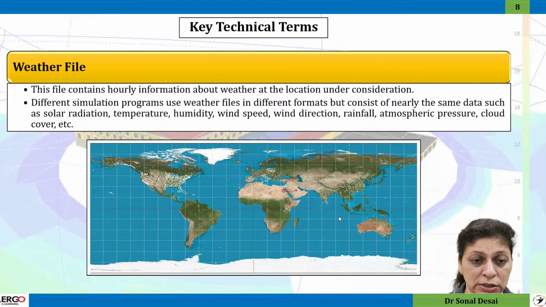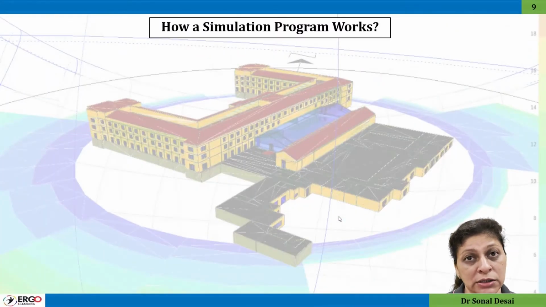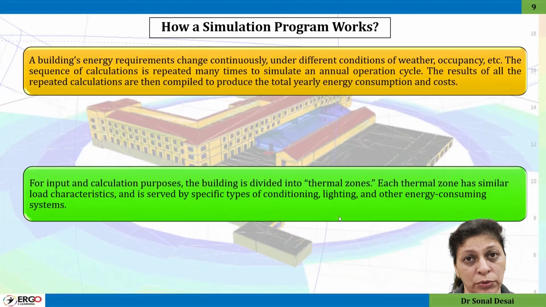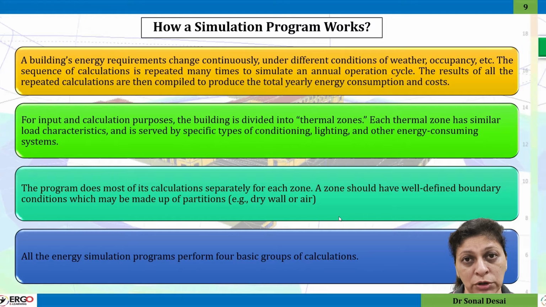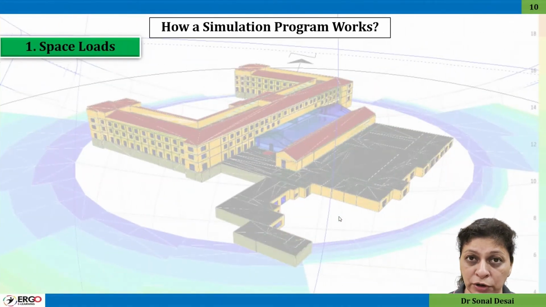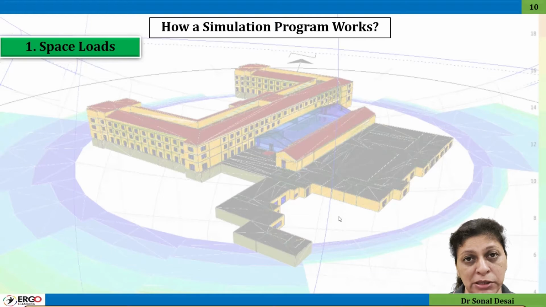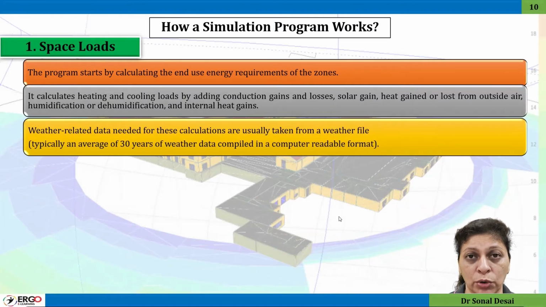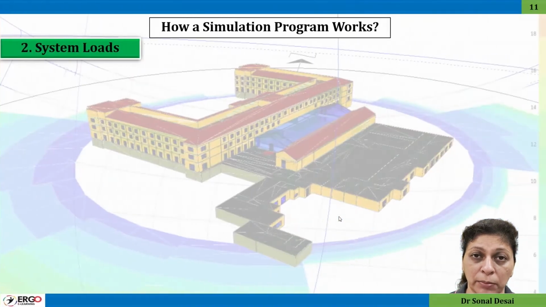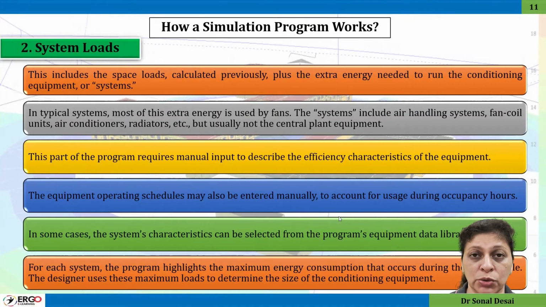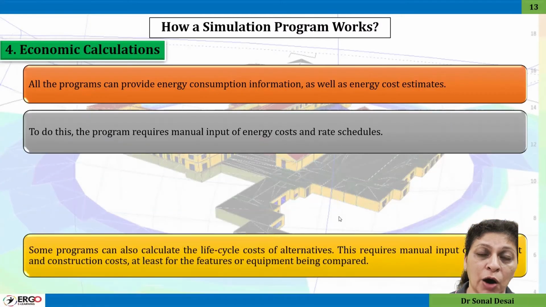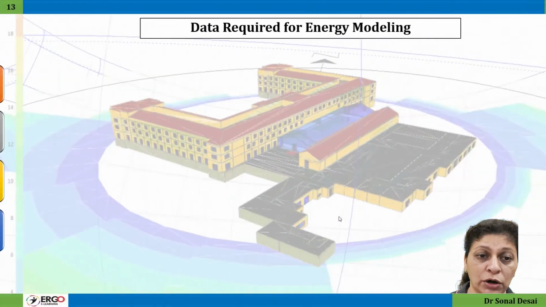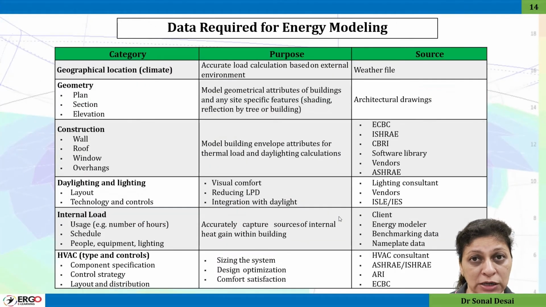Then there is a discussion on how a simulation program works, starting with input data to the simulation program and producing different load calculations like space load, HVAC load, and system load. All types of load calculations are part of the simulation process, and their introduction is here. And then finally there is how output files are produced and what different forms of output files there are, which is shown in some of the slides.